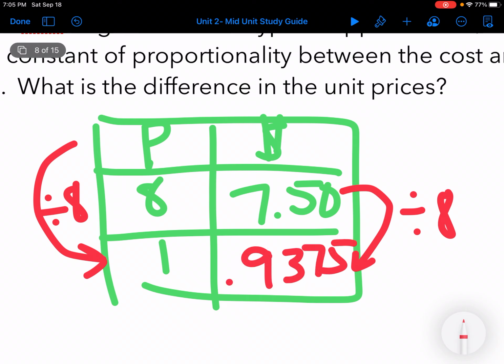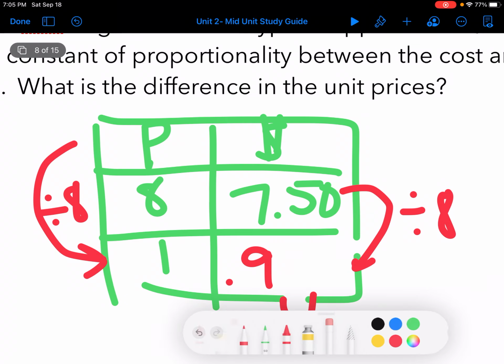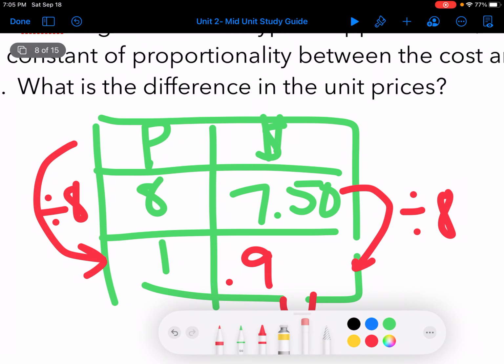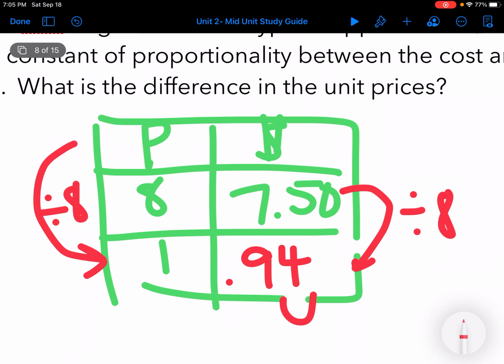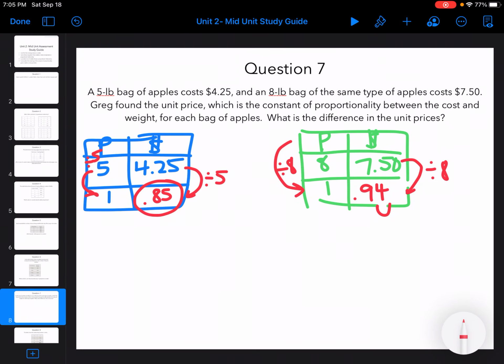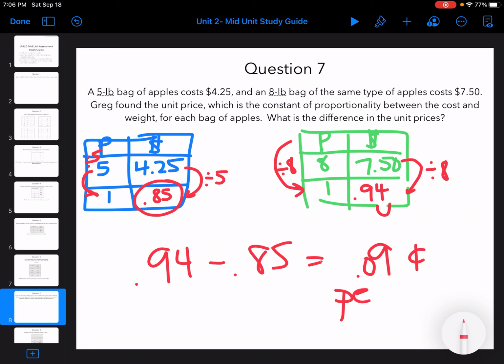0.9375. Well, I know in money, I can only have 2 places behind the decimal. So the 7 tells the 3 to round up, so I have 94 cents per pound. They want to know the difference, so I'm going to take 94 cents and subtract 85 cents, and it's 9 cents per pound.